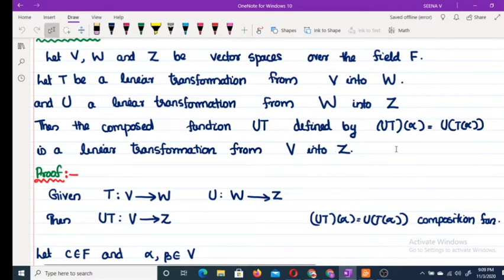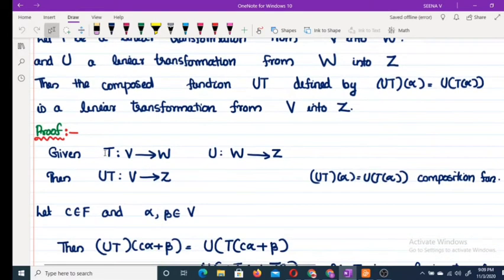We have to prove this composition function is a linear transformation. Last class we proved the sum is a linear transformation, and also scalar multiplication is a linear transformation. Now look into the proof. Given T is a linear transformation from V into W and U is a linear transformation from W into Z, then UT is a composition function from V into Z. Now we have to prove this UT is linear.